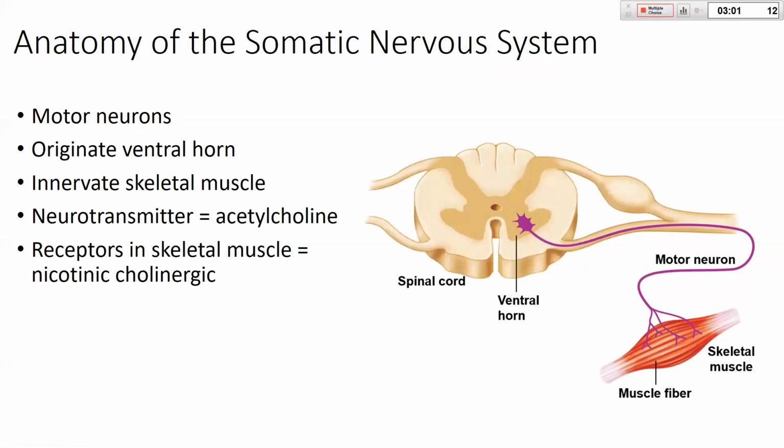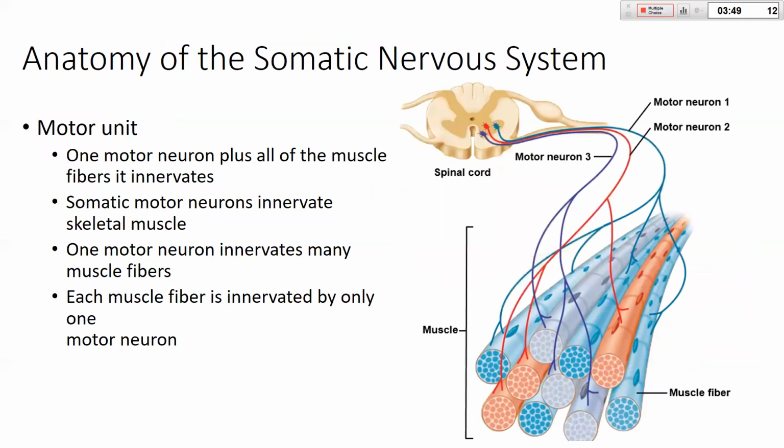Now, the only neurotransmitter here is acetylcholine, so there is no epinephrine or norepinephrine involved in the somatic nervous system. And as a result, the only receptor that we encounter is a nicotinic cholinergic receptor. So no adrenergic receptors here, no muscarinic receptors here. Only acetylcholine, only nicotinic cholinergic receptors. And what type of receptors are nicotinic cholinergic in terms of their speed? Ionotropic, right? So these are the receptors that also act as a channel and are going to quickly depolarize the muscle tissue. We'll see how that happens in a little bit.